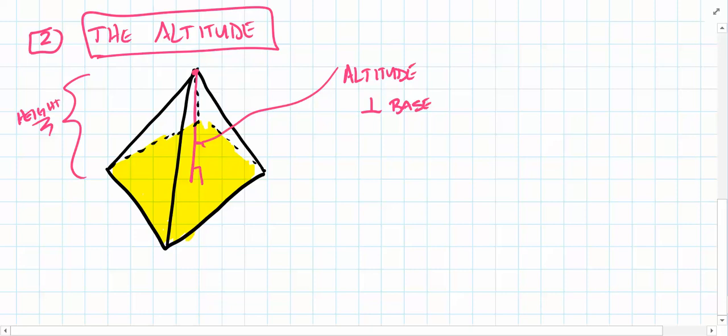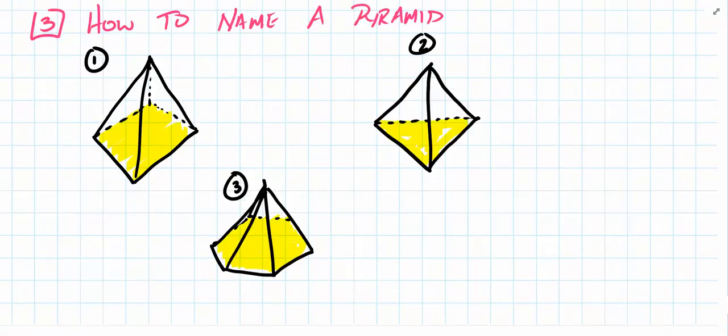Okay, the question is, how do we name these pyramids? They're all different. Well, what's different about them? Yes, the bases are different, okay? So how do we name pyramid number one?